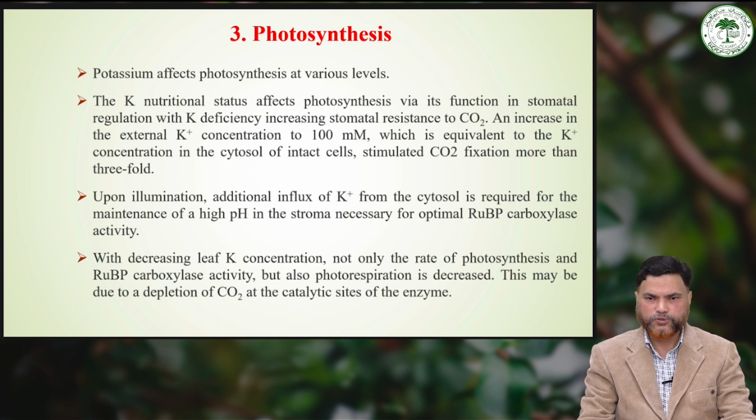During the light exposure, additional potassium influx from the cytosol is generally required to maintain high pH in the stroma, which is very crucial for optimal RuBP carboxylase activity. As you see, when the concentration of potassium in the leaf decreases, not only the rate of photosynthesis and RuBP carboxylase activity decrease, but also photorespiration. So, this decline could result from the shortage of carbon dioxide at the catalytic site of the enzyme.